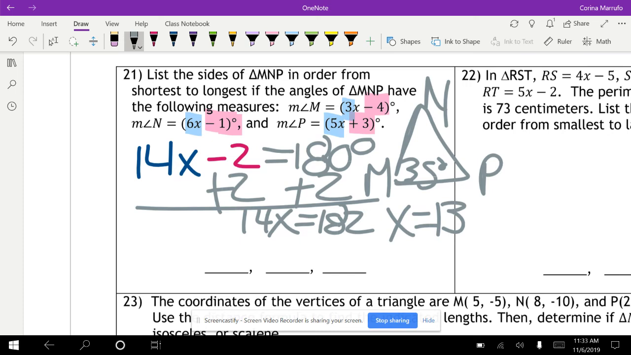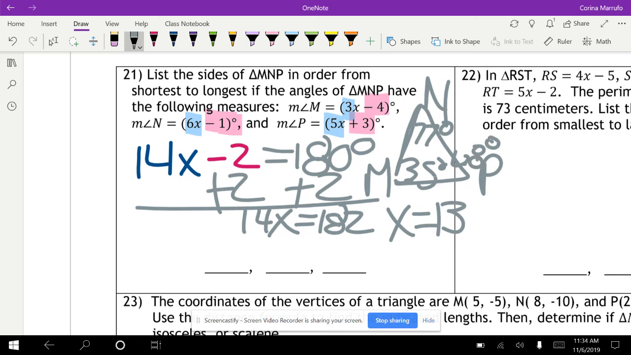And then we are going to plug in 13 for N. So 6 times 13 minus 1 gives us 77. So angle N is 77. And then last is P. So 5 times 13 plus 3 equals 68.